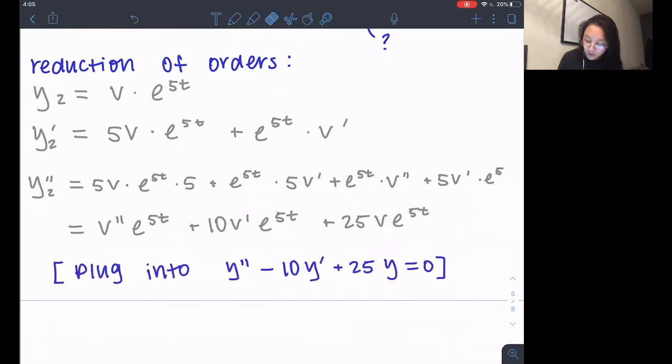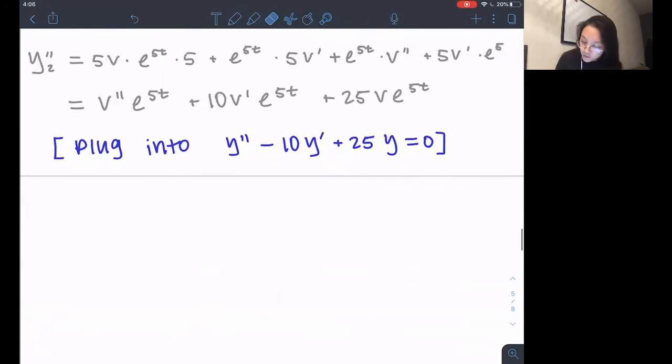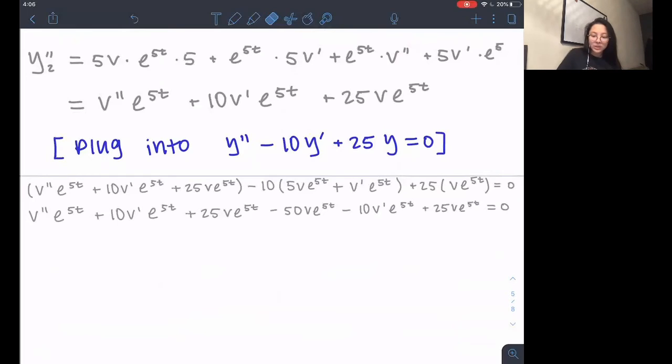Right? And then we're going to plug it into y double prime minus 10y prime plus 25y equals 0. So all of these terms are going to be going into this equation. And that whole mess is right here. It's really small, but this is me just writing it in parentheses, clearly stating which is which. And then in this line, this is where I distribute everything.